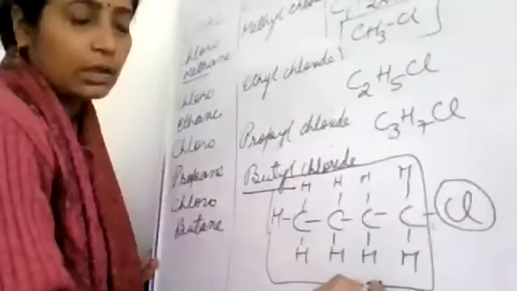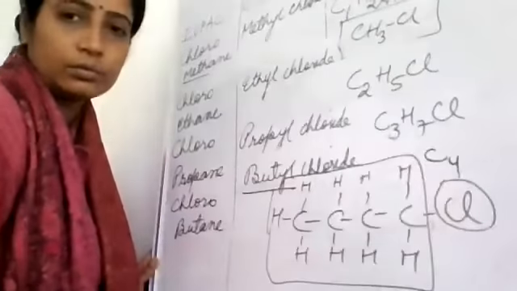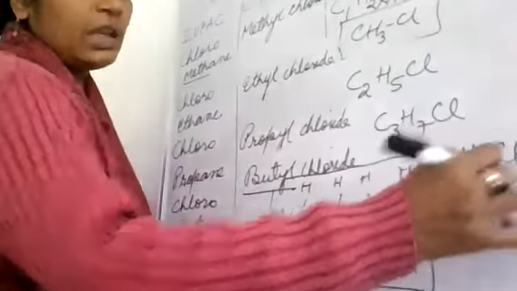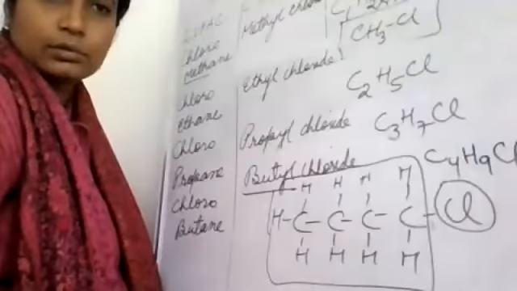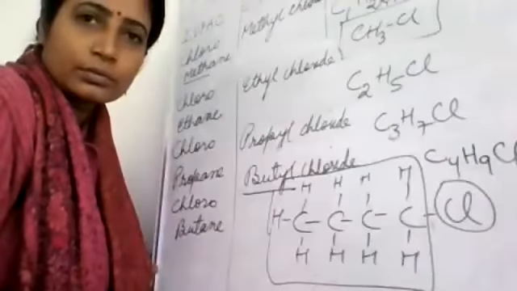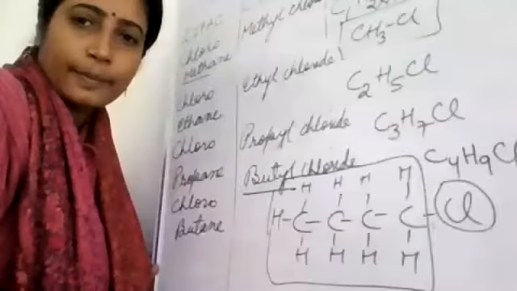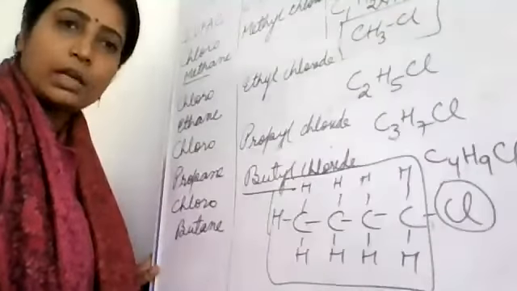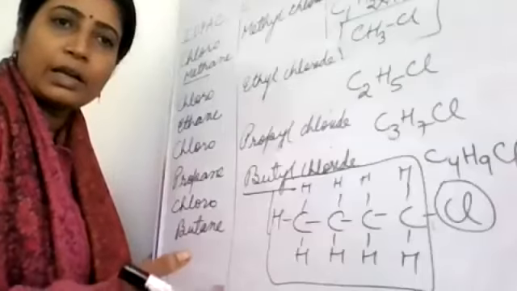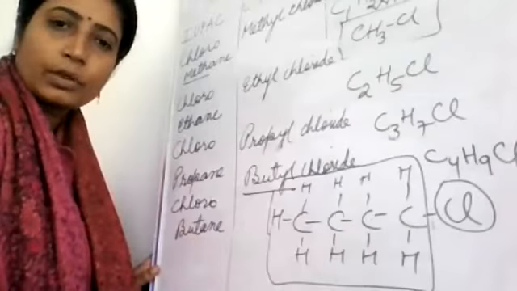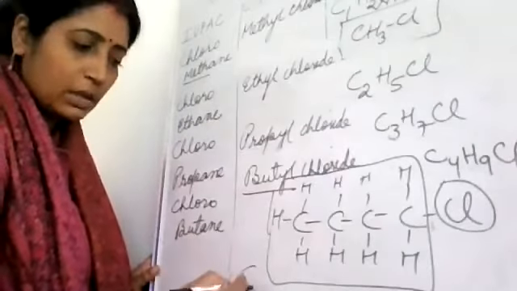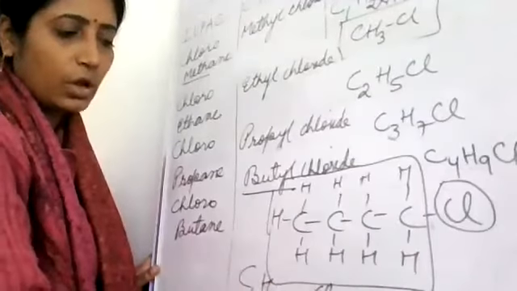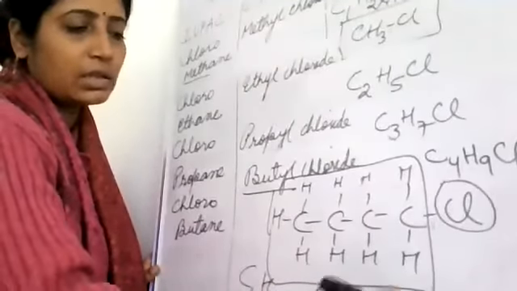What did you get here? C4, and how many H? H9, Cl. You have got C4H9Cl here. And even if you write the molecular formula directly, you will get the same. What does butyl mean? C4H2×4+1Cl. So what will you get? C4H9Cl.